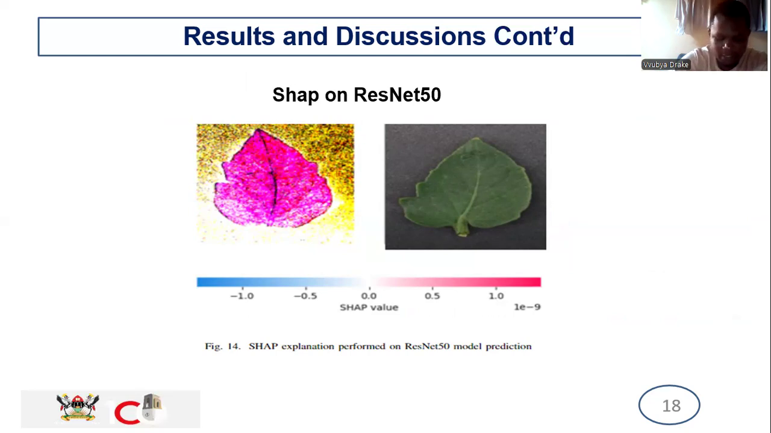This is based on game theory. A positive value indicates that the positive features were considered, and a negative value indicates the negative features that were considered. So this shows that SHAP can show us the features considered in generating the prediction.